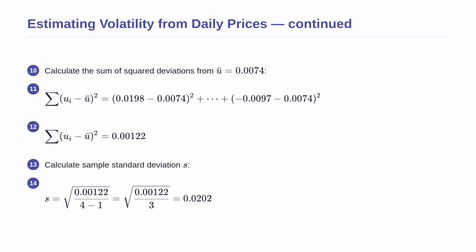Next, we calculate how much each day deviated from that average. We subtract the average return from each daily return, square the differences, and add them all up. This gives us a total squared variance of 0.00122. To find the sample standard deviation, we divide the sum by n-1, which is 3, and take the square root. This results in a daily standard deviation of 0.0202. This means on a typical day, the return fluctuates by about 2%.